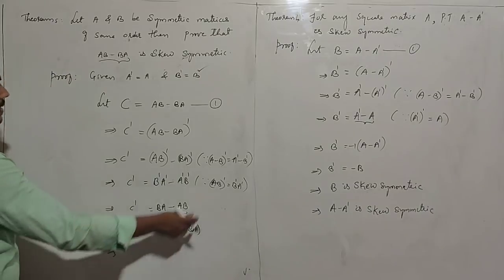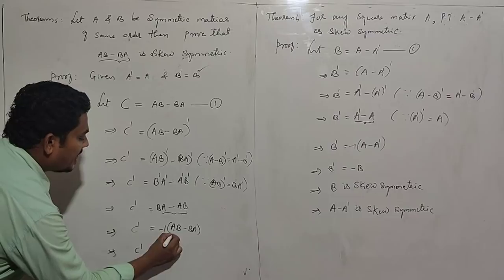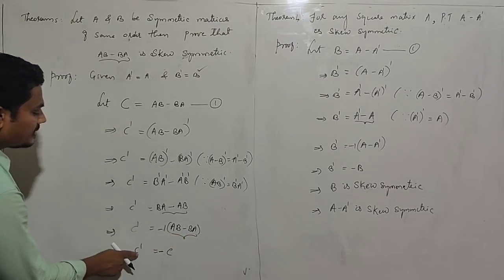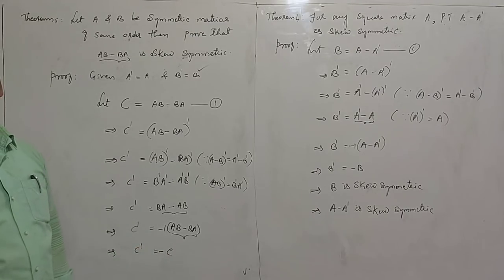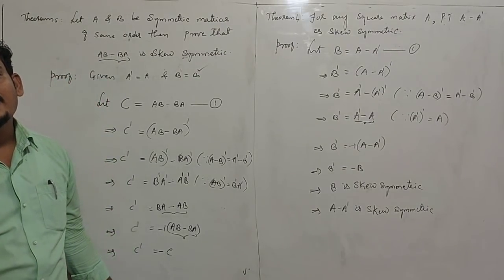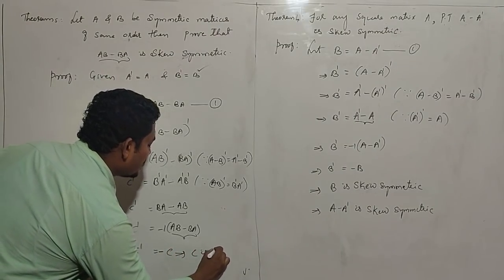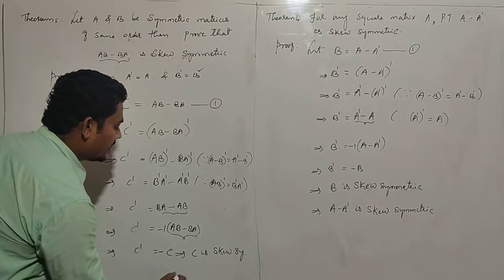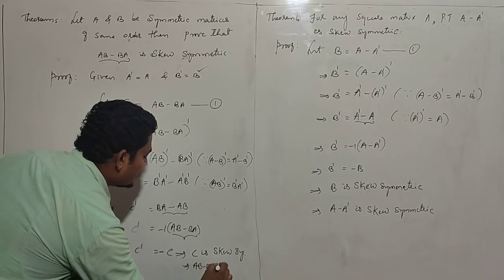Now look at equation number 1. What is AB minus BA? AB minus BA is nothing but matrix C. Negative sign remains as it is. C transpose equal to minus C. Then what do you conclude about matrix C? C transpose equal to minus C means clearly matrix C is skew symmetric. C is skew symmetric means AB minus BA is skew symmetric.